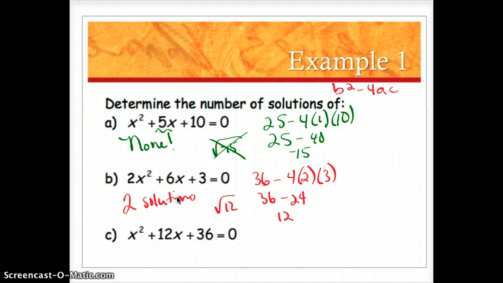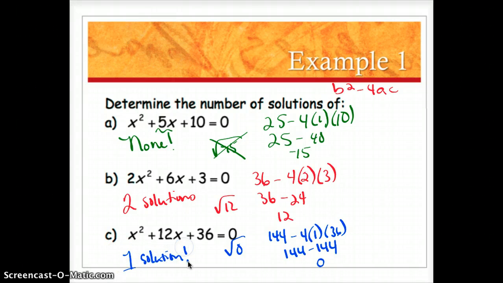Okay, you're probably guessing what the third one is, but let's just do it just in case. So again, b squared, 12 squared is 144, minus 4 times 1 times 36. We get 144 minus 144 happens to be 0. So that discriminant is 0. When we take the square root of 0, we have just 0. Adding it, subtracting it's the same thing. So in this case, we only have one solution. Okay.